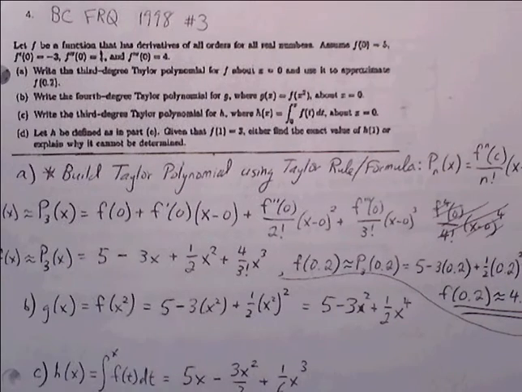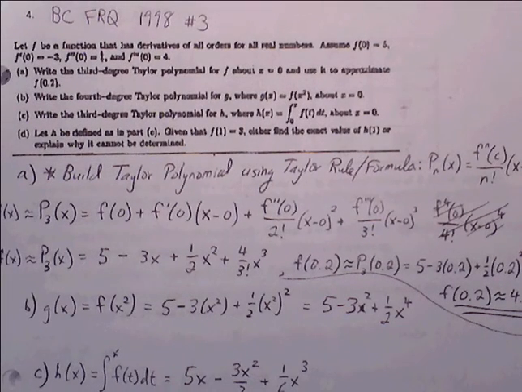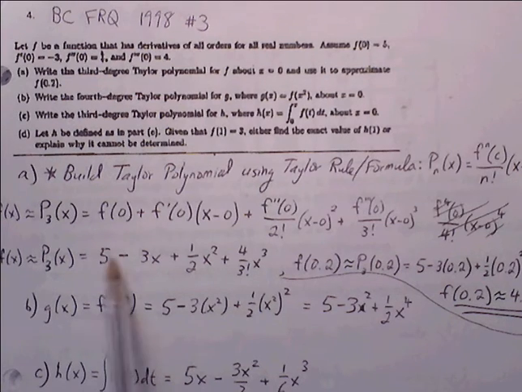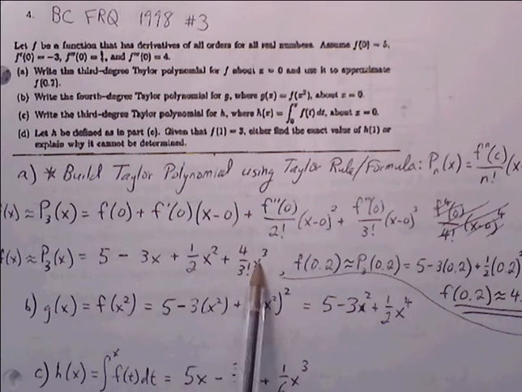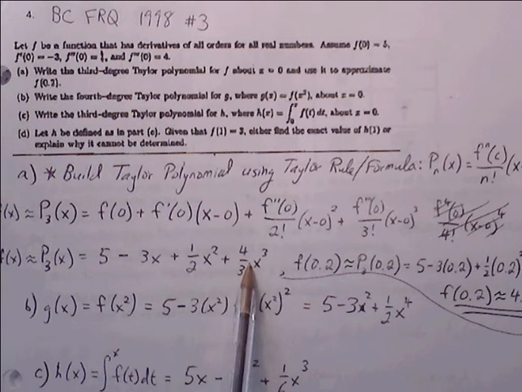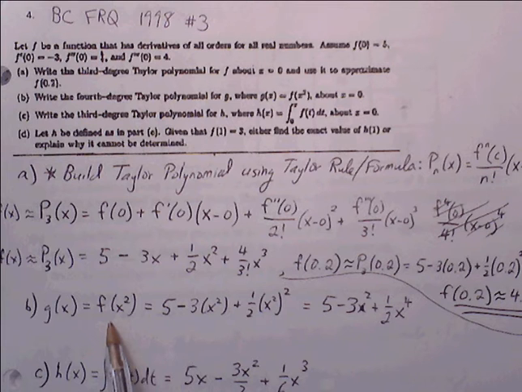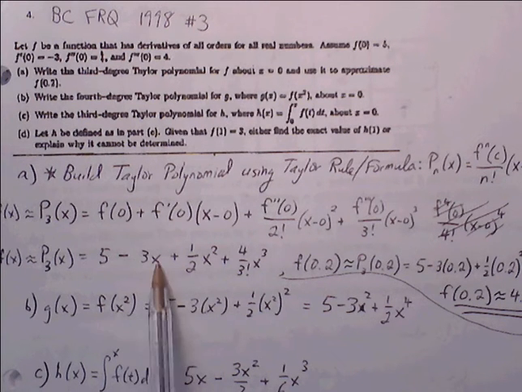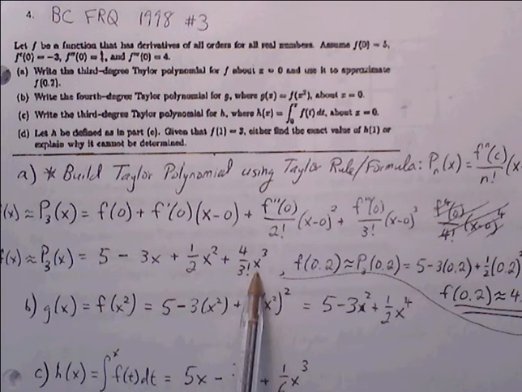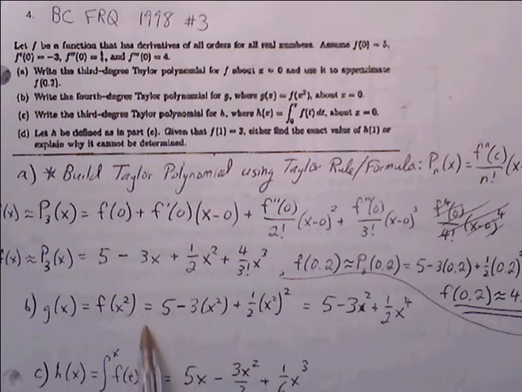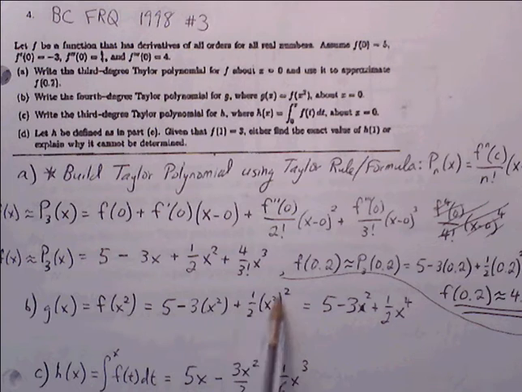Part B, write the fourth degree Taylor polynomial for g of x, where g of x is equal to f of x squared. So all we need to do is take the f of x approximation, and replace each of the x's with x squared, because we know that's what we're trying to go after, because that represents g of x. So replace every x we see from the Taylor polynomial with x squared. We get 5 minus 3x squared plus 1/2 x to the fourth.